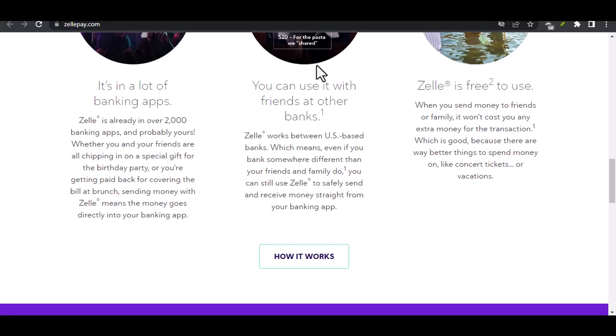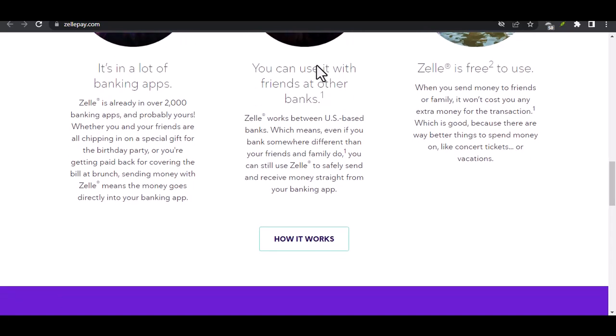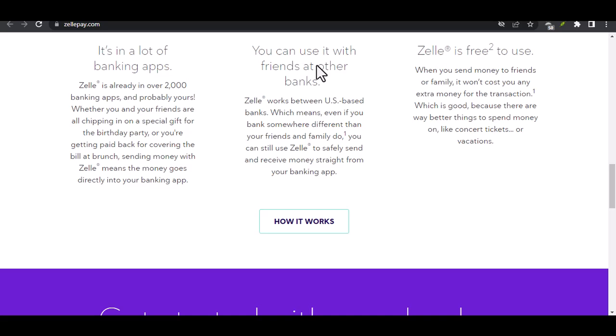Bank account issues. There might be a temporary hold on your bank account that's preventing Zelle transfers from coming through. This could be due to suspicious activity, insufficient funds, or verification issues. Contact your bank to see if there are any restrictions on your account.